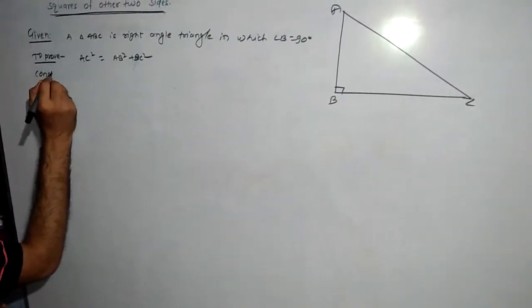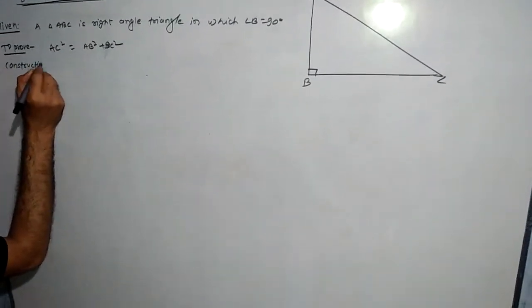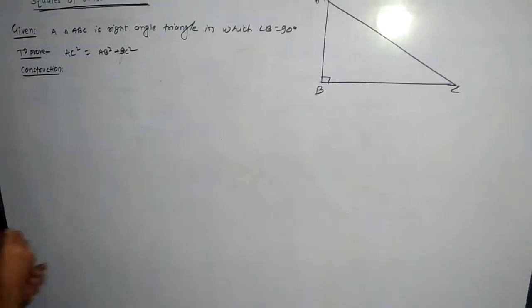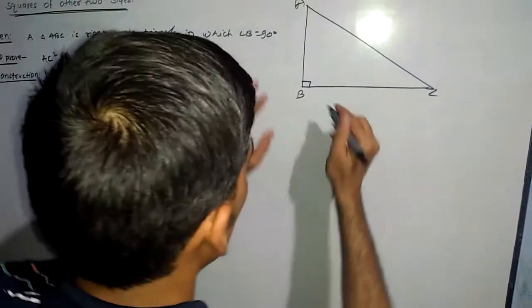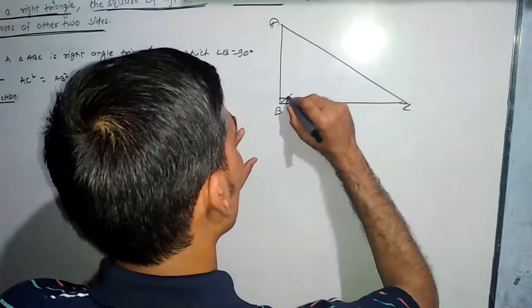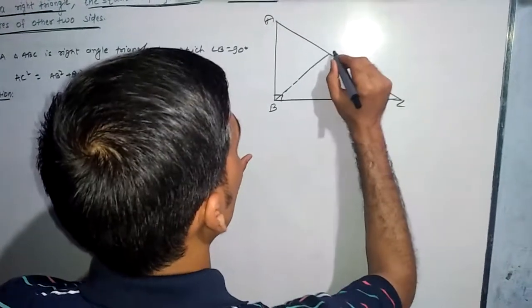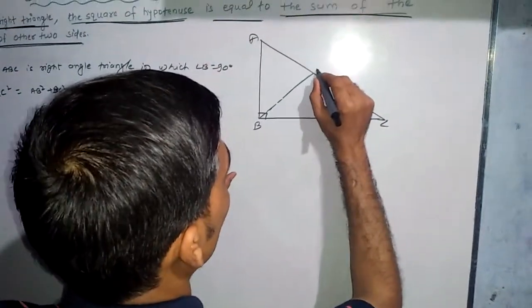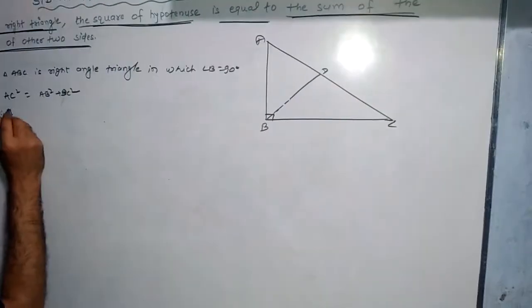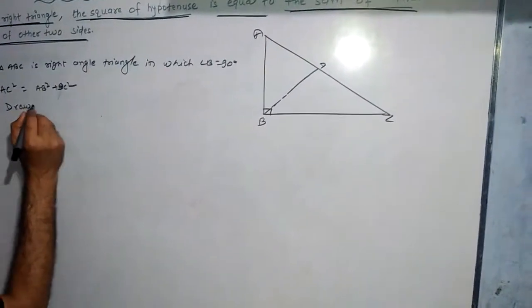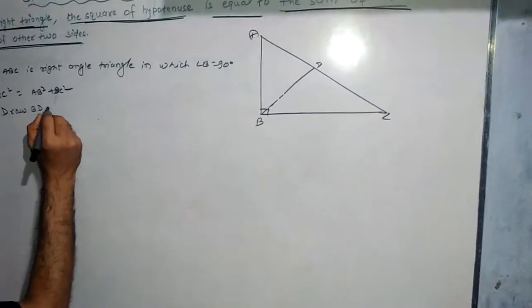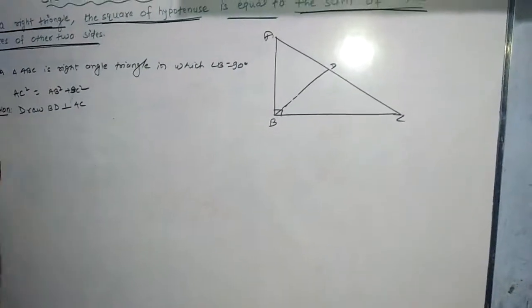Construction. What is required? It means we can draw a perpendicular on AC. It is D. Draw BD perpendicular to AC.